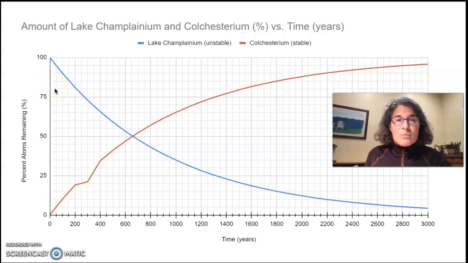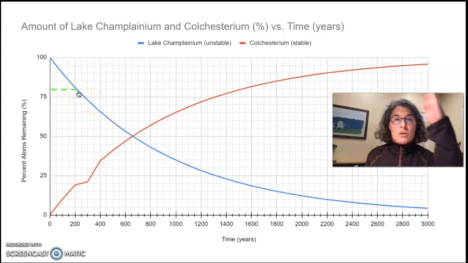I would then use my ruler or straight edge in order to draw a neat, clear line that goes from 80 over to the curve of my Lake Champlainium atoms. Again, you do want to do this with a ruler, both so it's readable and legible to you and to others. We're then going to look for where that dotted line that I've shown here intersects with the blue curve, with the Lake Champlainium atoms.